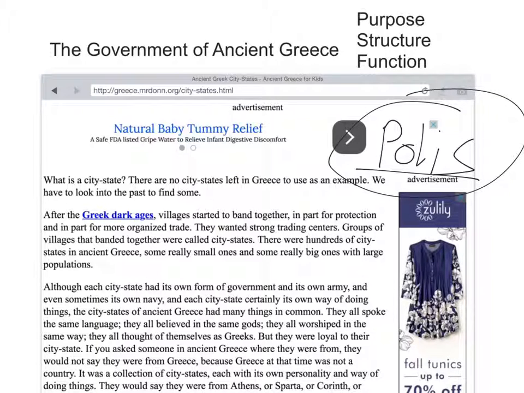And really, looking at purpose and function, you can zoom in here and say villages started to band together in part for protection and in part for more organized trade. So, for protection and more trade. They wanted these strong trading centers, so they grouped together and formed what we call a city-state. Now, how was this government structured? And were there any other functions or purposes of this government? There were hundreds of city-states in ancient Greece, some really small ones and some really big ones with large populations.